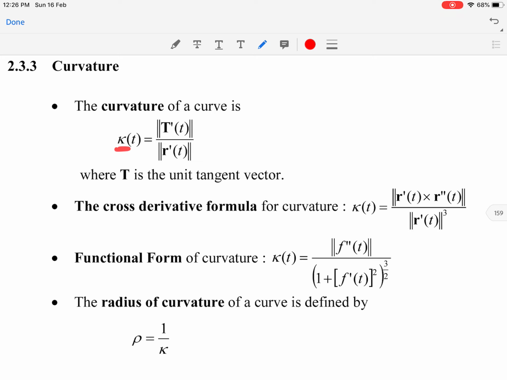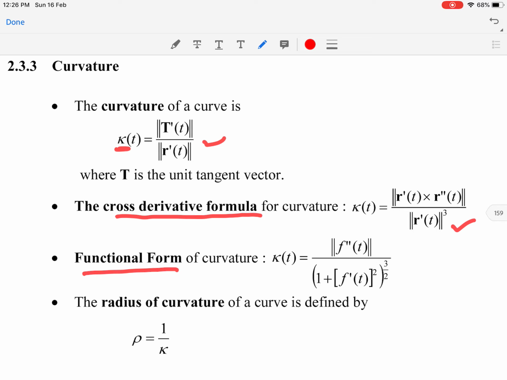Okay, this is the first formula of curvature. We have the unit tangent vector. So the formula equals the magnitude of T prime t divided by the magnitude of r prime t. And the second formula is called the cross derivative formula. So we have the magnitude of r prime t cross product with r double prime t divided by the magnitude of r prime t cubed.